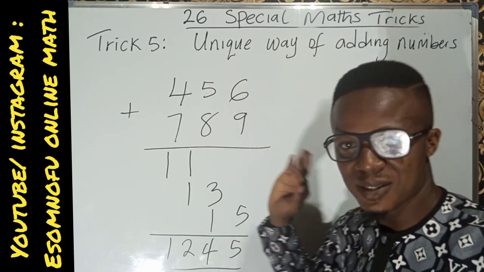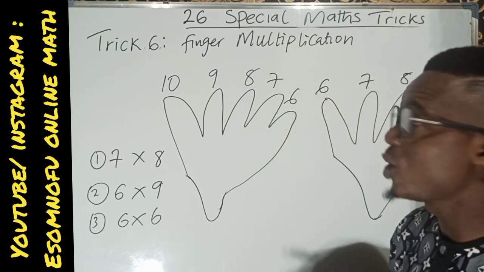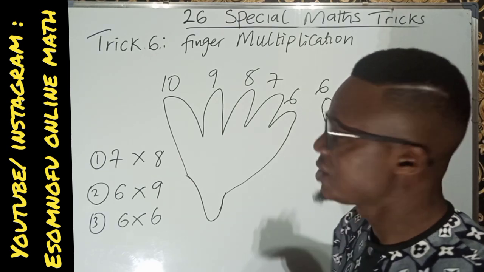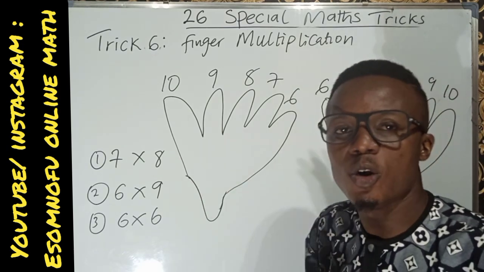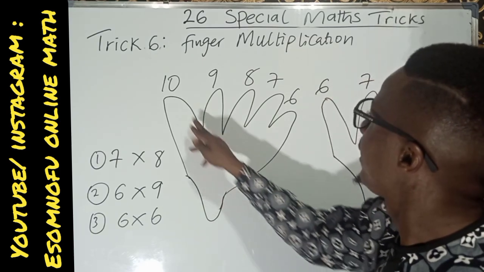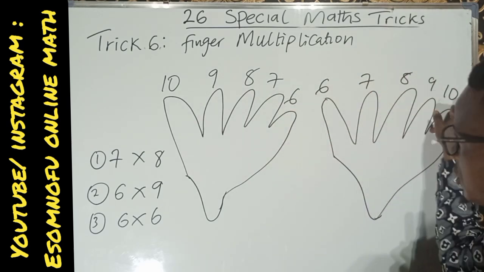Let's go to trick number 6. Okay, we've gone into trick number 6, which I call the finger multiplication. You can actually multiply numbers ranging from 6 to 10 only using the finger multiplication. So get one of the fingers, label it 10, 9 down to 6. The other one will begin from 6 up to 10.